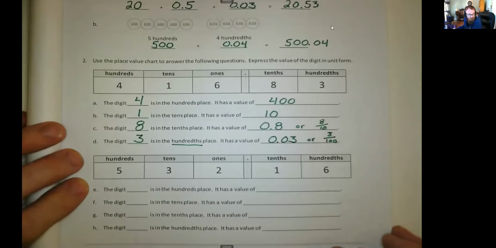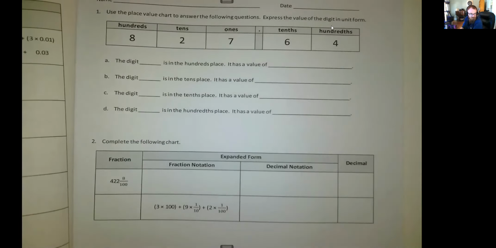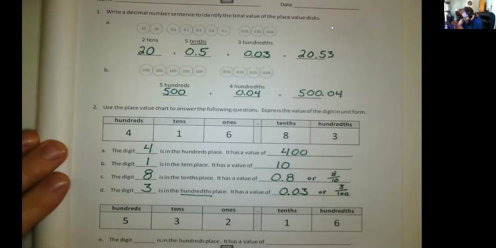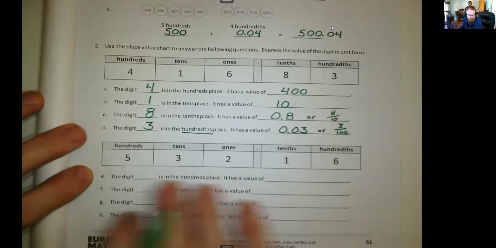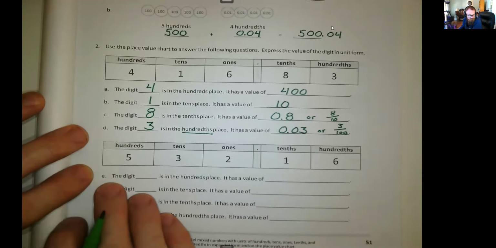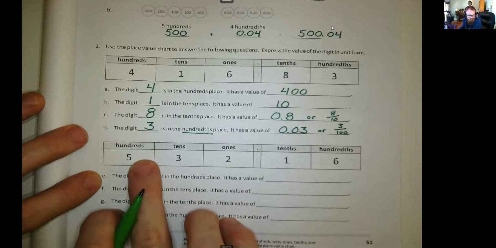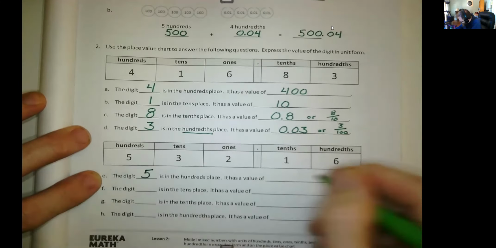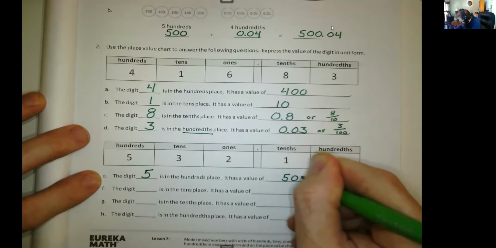Take a second to make sure your paper looks like mine, okay? And make sure that you follow along carefully, because this is exactly what we're going to be doing on our exit ticket when we get to number 1. Let's practice that again. We're going to complete the problem set together here. Letter E, the digit blank is in the hundreds place. 5 is in the hundreds place. A 5 in the hundreds place has a value of 500.